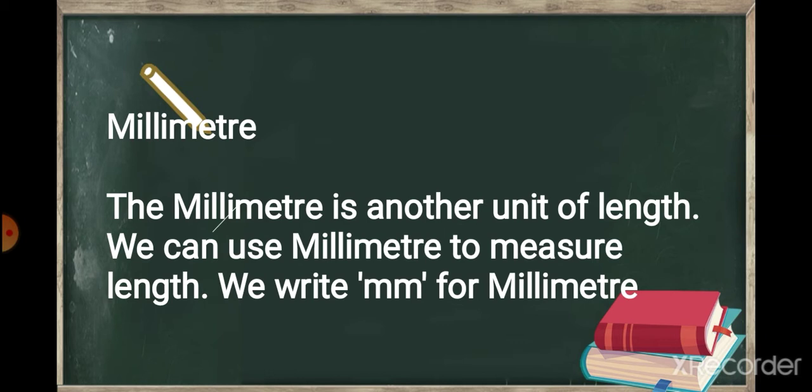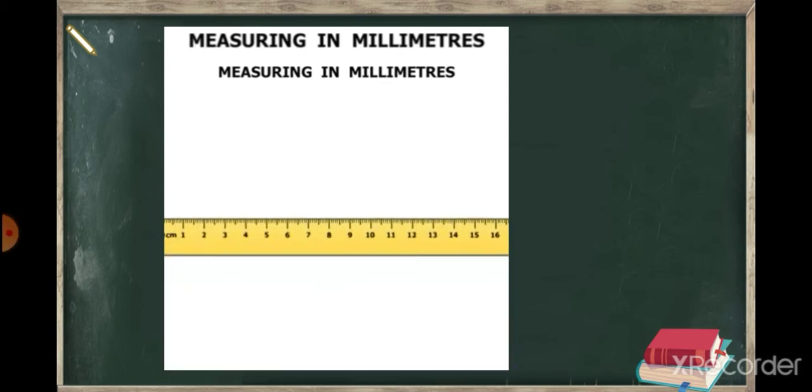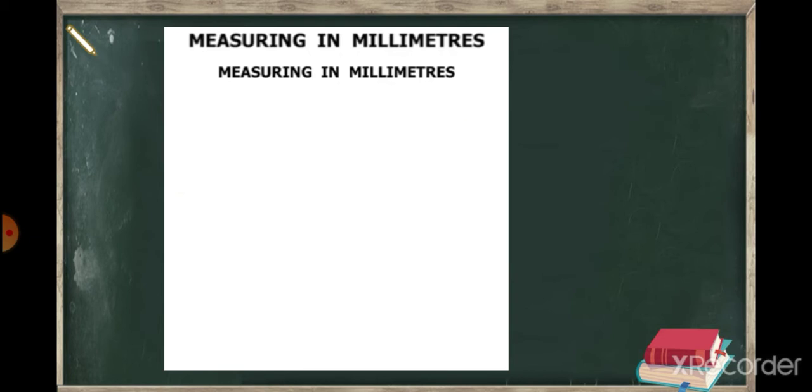The millimeter is another unit of length. We can use millimeters to measure length. We write mm for millimeters. In this lesson, we are going to do some work on millimeters. Let's bring a ruler. Now, 1 centimeter divided into 10 parts is 10 millimeters. So 1 cm equals 10 mm. 1 centimeter equals 10 millimeters.